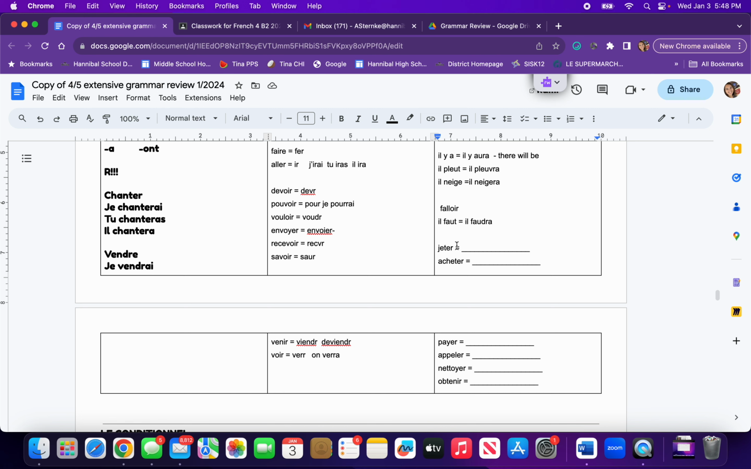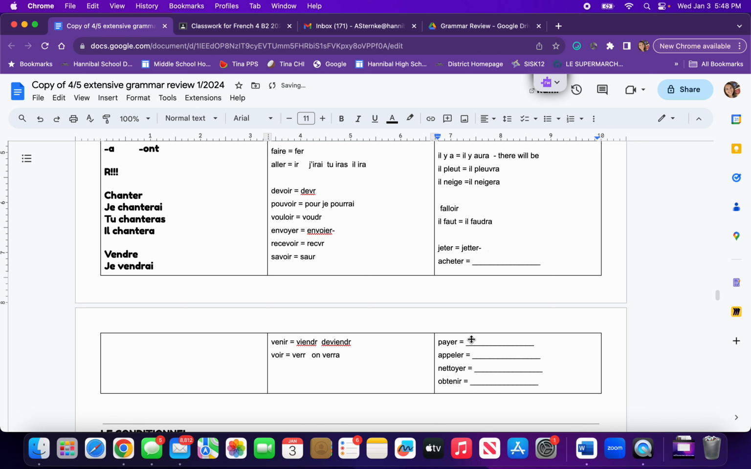Jeter, the verb to throw, is the same idea as this. If there was something weird in the L shape before, that becomes the future root. So like jeter, it would have been a double T, so that then becomes the future root.